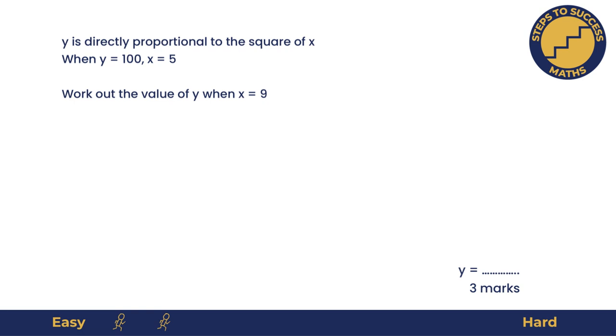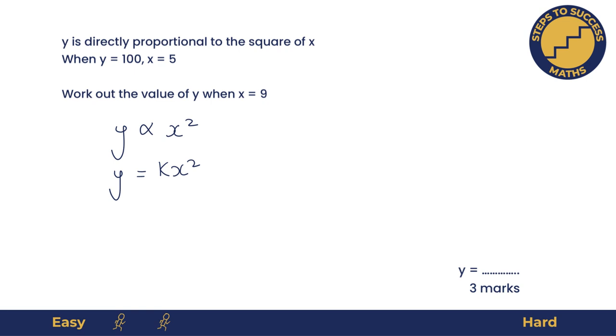Y is directly proportional to the square of X. When Y is 100, X is 5. Work out the value of Y when X is 9. So Y is proportional to X squared. Replace the proportion sign with equals K. Y is equal to KX squared.